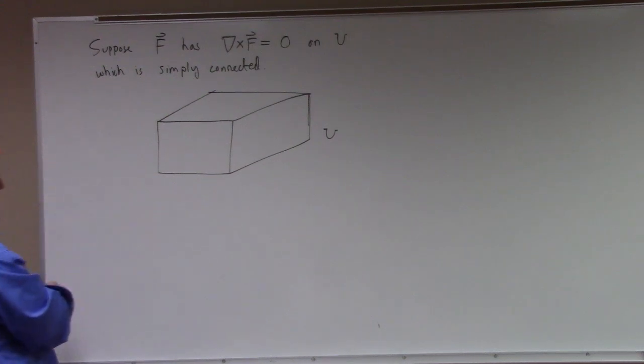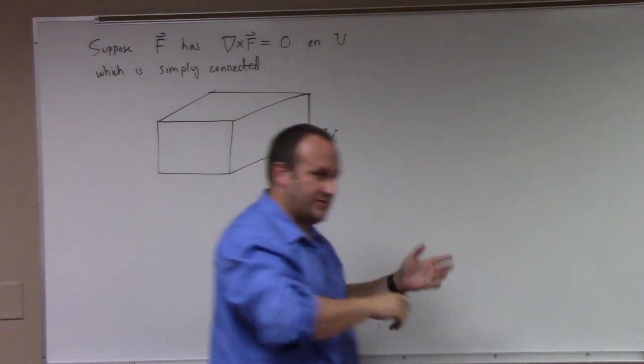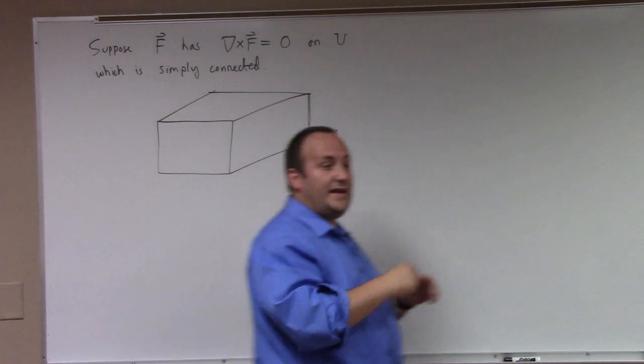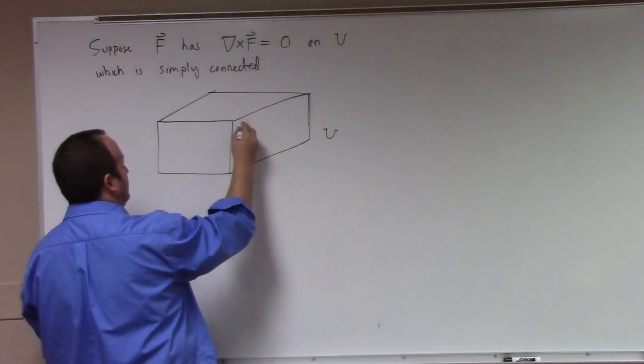Now, what does that have to do with what we're doing? So if U is simply connected, think about this. Then you could put a surface, right? Well, first of all, take any loop, pick any loop in here.